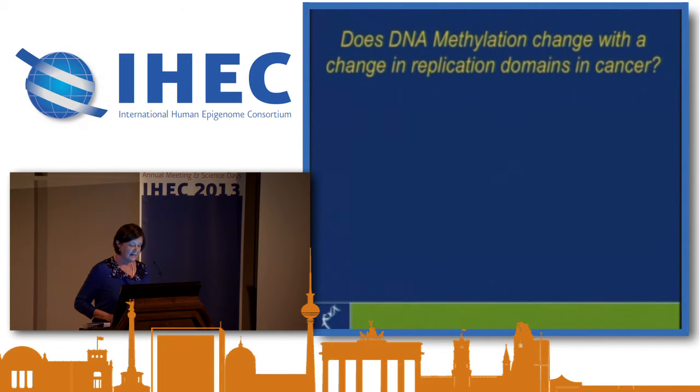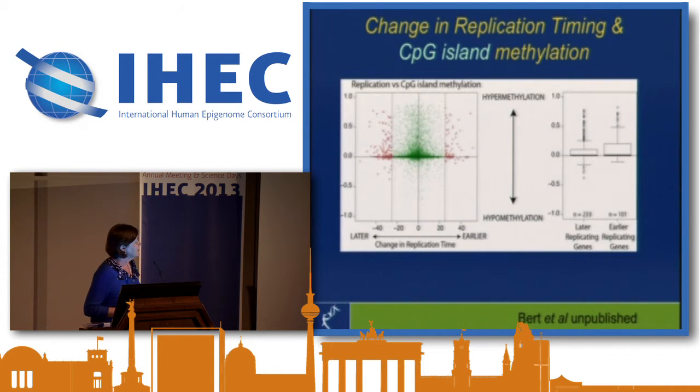So we wanted to see how the methylation pattern actually correlated with this change in replication domains in cancer. So to do this, we looked basically at the change in replication timing. So here are genes that replicate early, here are genes that replicate late. A significant cutoff is either plus 20 or minus 20. And these just highlight the genes that change.